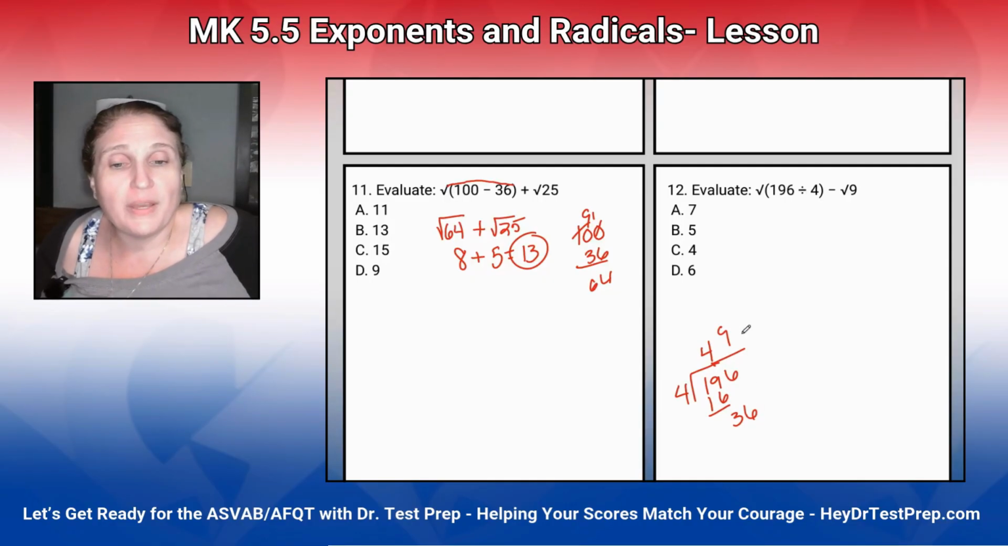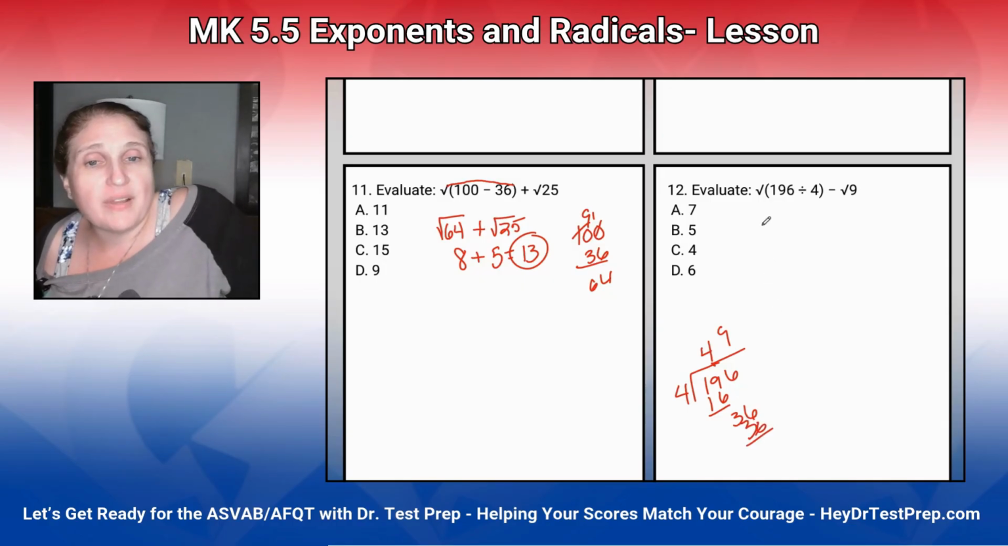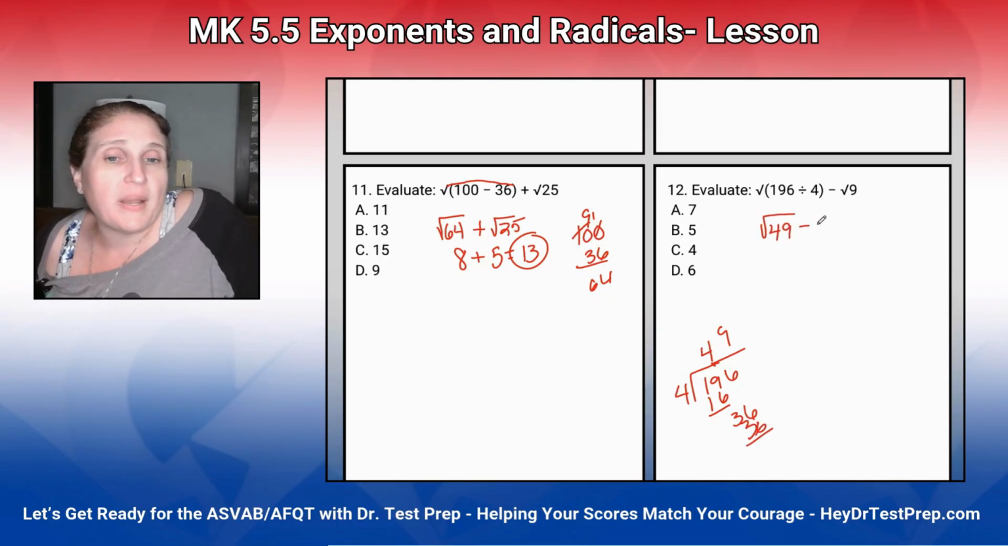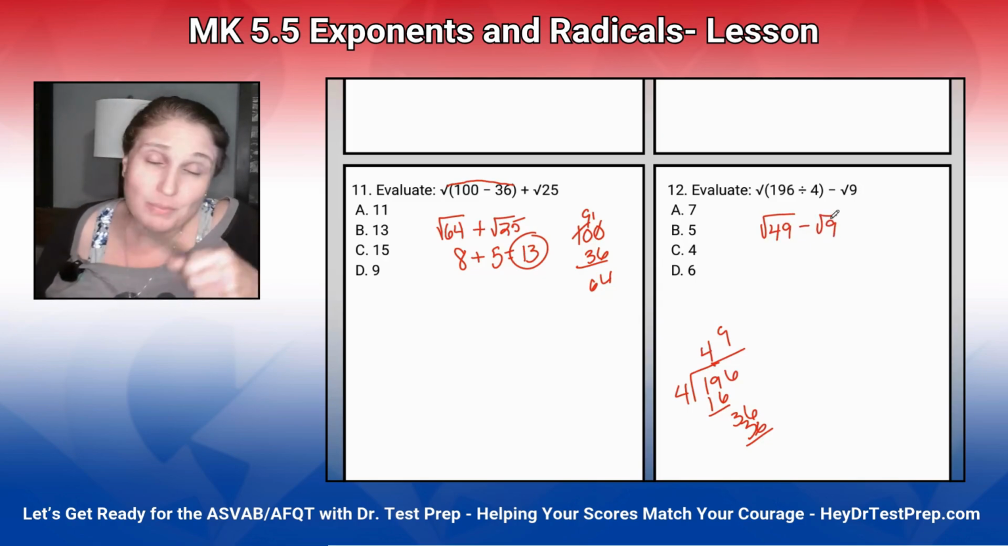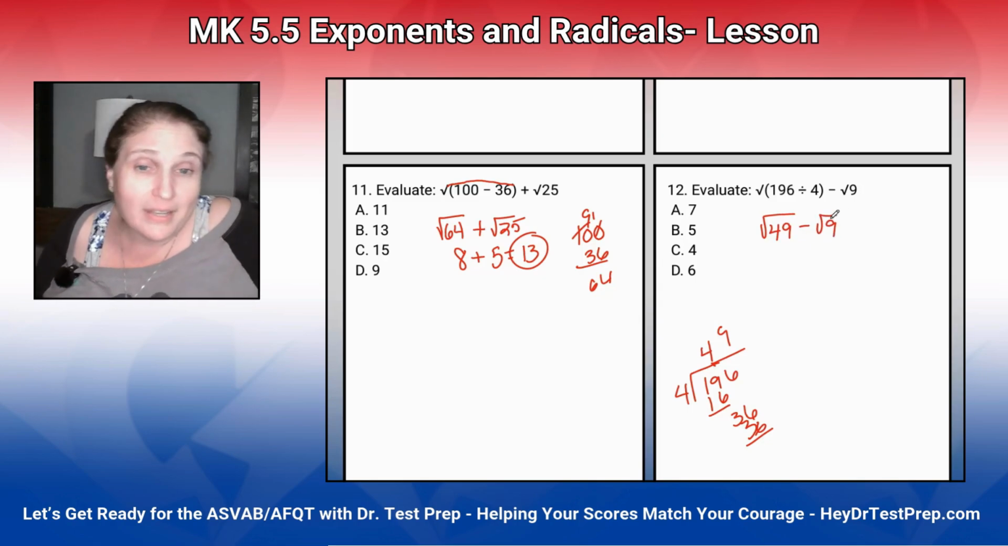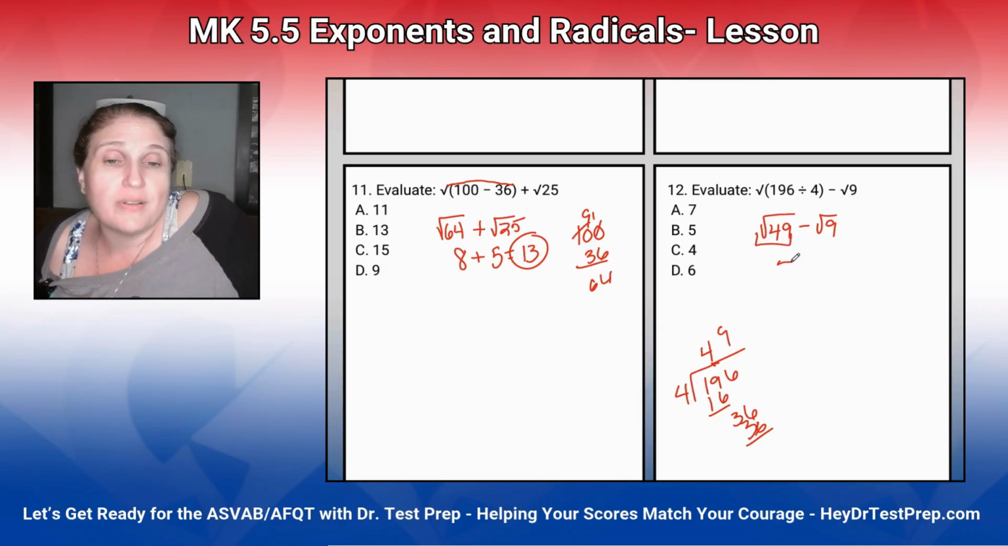49, okay? So we've got the square root of 49 minus the square root of 9. Don't do the square root of 40. You got to do each idea as itself. 7 minus 3 gives us 4.